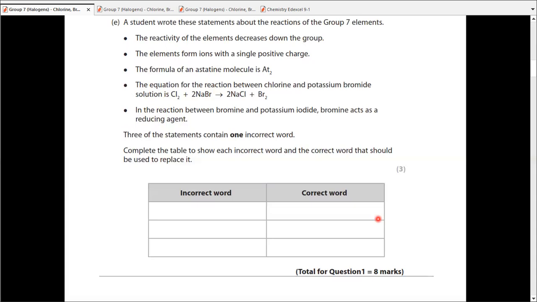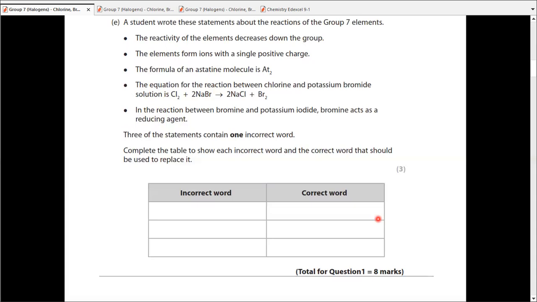Let me remind you, halogens are oxidizing agents. They are not reducing agents. In the displacement reactions, the more reactive halogen is usually the oxidizing agent. So the incorrect word over here is reducing, and the correct word would be oxidizing. All right. Make sense? Yeah. Why? Because you were right with your whole logic. Bromine gains electrons in this case. And if it gains electrons, it should be an oxidizing agent, not a reducing agent.